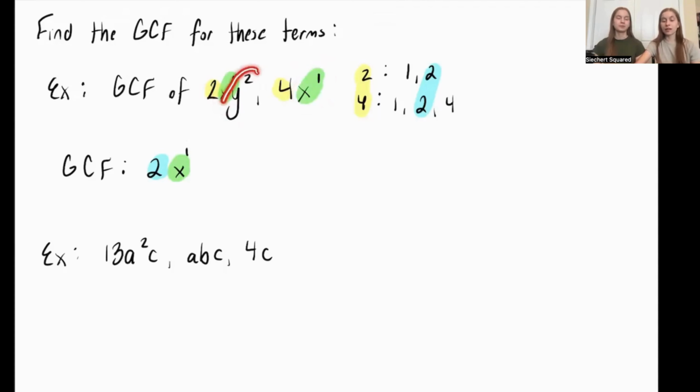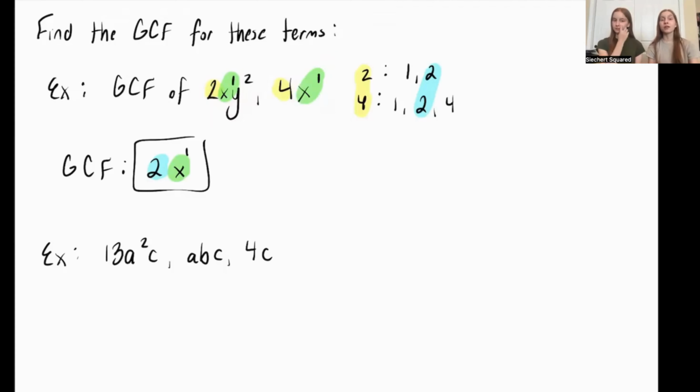And then the last part is we have a y squared in that left term, but there's no y in this right term. So we are not going to have a y show up in our GCF, because there's not a y to divide from both terms. So for that one, our GCF is just going to end up being that 2x.